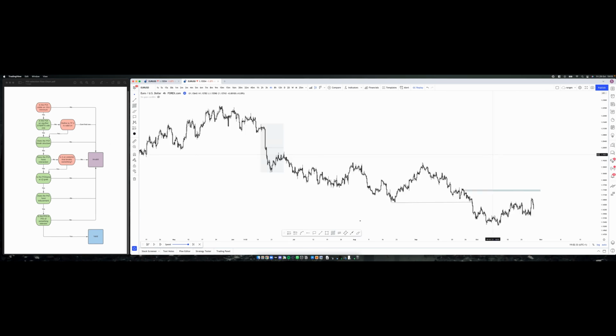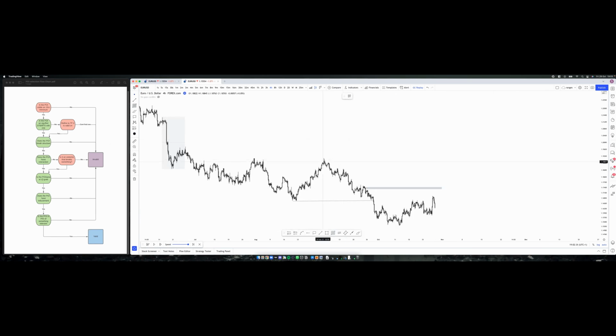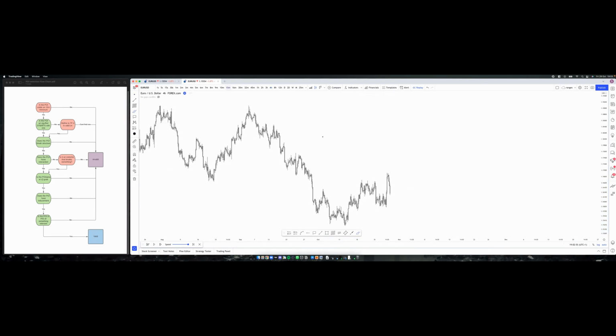So when you're taking continuations, if it's going to continue, we can say we've had impulse, this is the correction, and this is going to follow through to be a new impulse. If you've got enough favorables on your side, then cool.